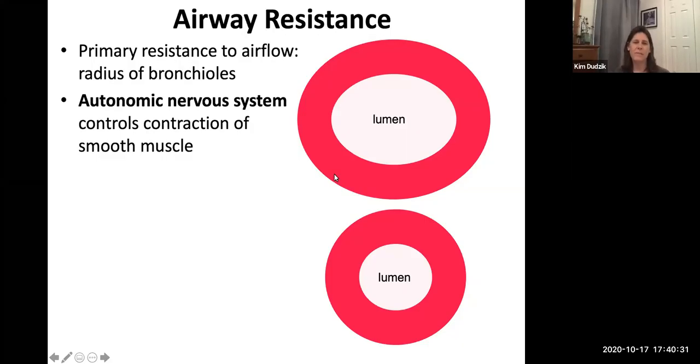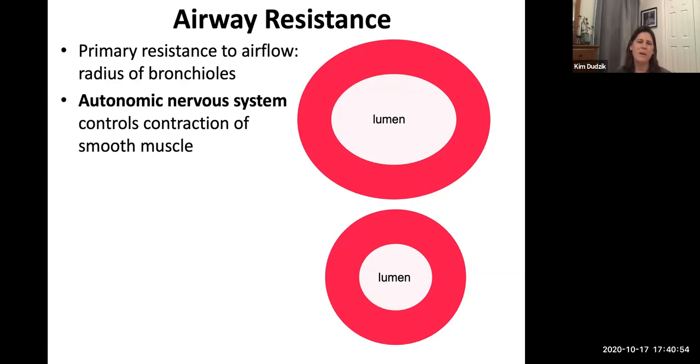Okay, here we are for part 2 for respiratory mechanics. So we just looked at how we can get air in and out of our lungs by manipulating the volume of our thoracic cavity, which changes pressure relative to the atmosphere. And now we're going to look at things that cause resistance to our airways, right?